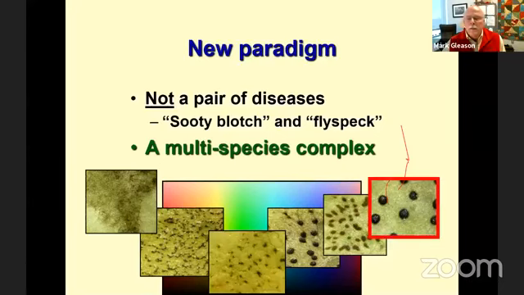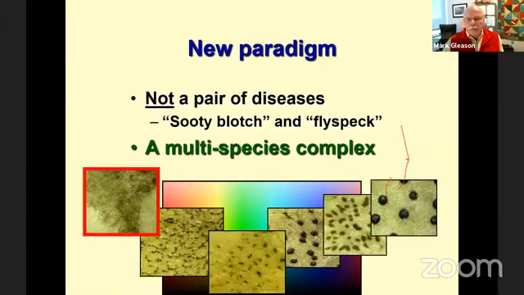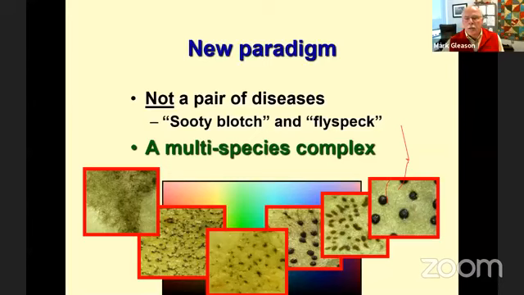It's true that you can look at certain colony types and say, oh, those look like fly specks. And you can look at another type and say that looks like a sooty colony or sooty blotch. But in fact, in any orchard in the world, you have a mix of colony types that are those end types, but also many intermediate. So we have, in fact, a multi-species complex. In any given orchard, we may have anywhere from 2 of these species in the complex to as many as 13 species in the same orchard.